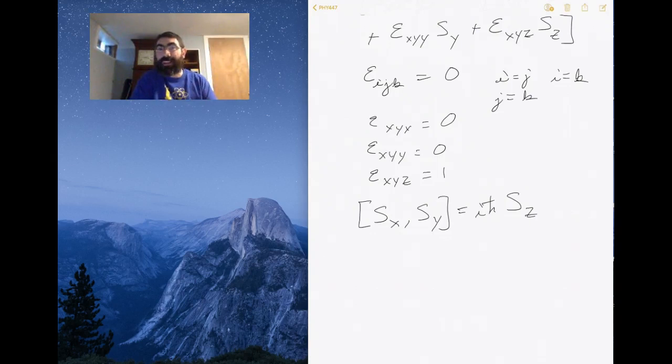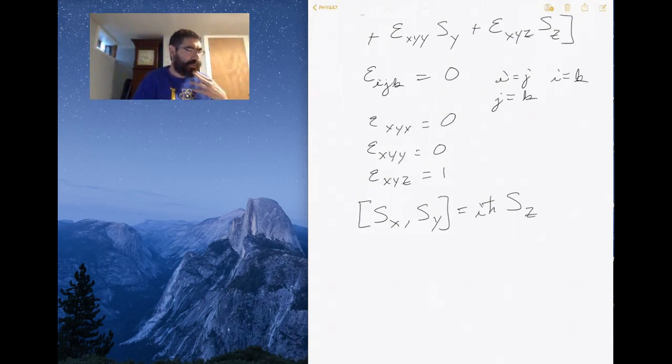So just like for the L's, the orbital angular momentum, or the J's, the total angular momentum, spin should also follow these rules. But the caveat is that this S operator is not necessarily just a number. It's a matrix, because we want to transform a vector, say a column vector like we did before, into another column vector. So these S operators should be matrices.